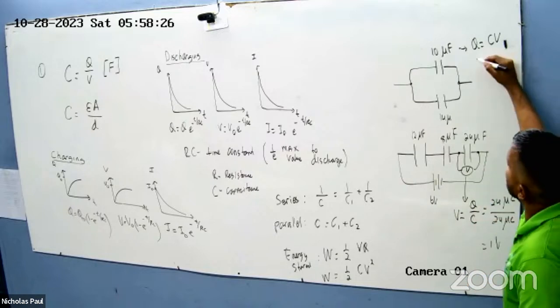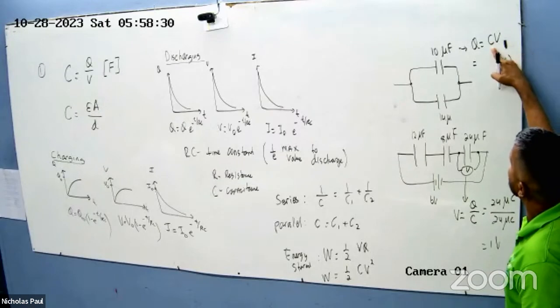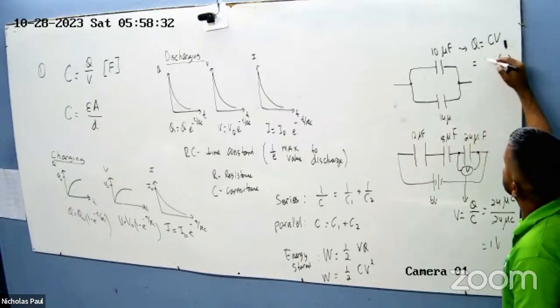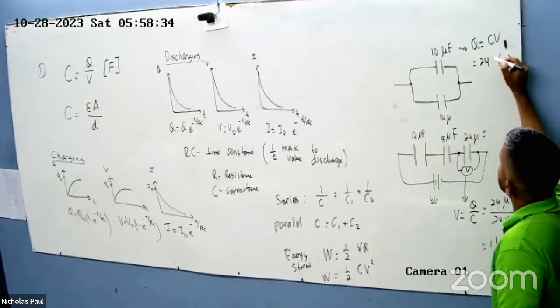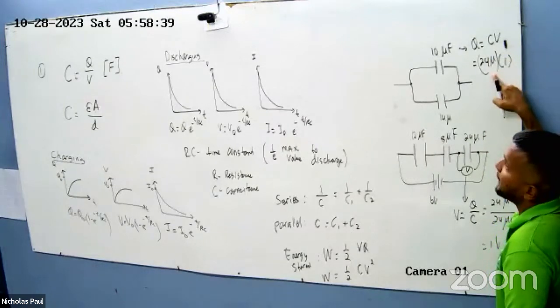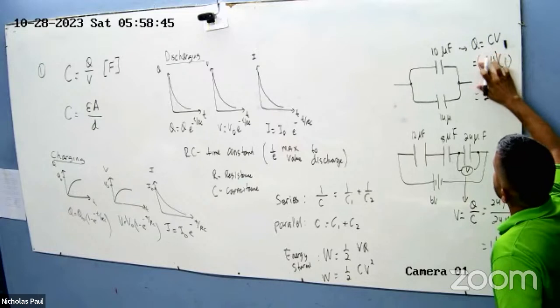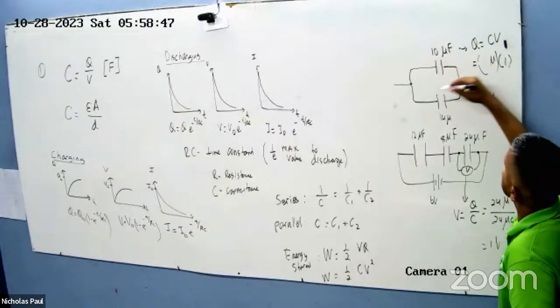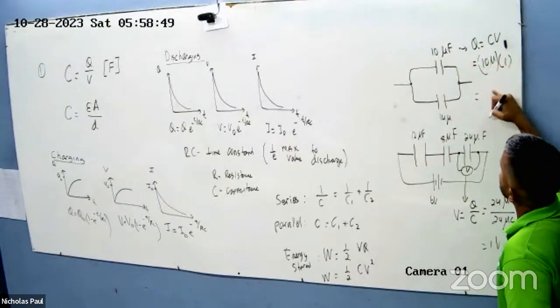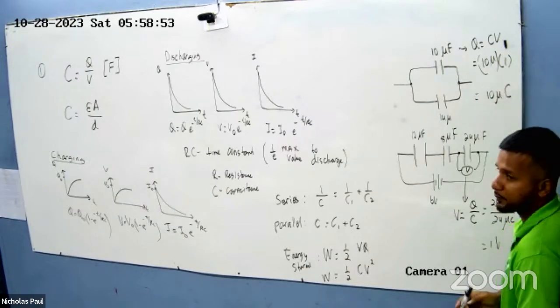So now we know the voltage. We know that the voltage is 1 and the capacitance here is 24 micro, right? That's 24 micro. So the charge will be... sorry, not 24, I made a mistake. They wanted 10, so 10 micro. So the charge will be 10 micro coulombs.